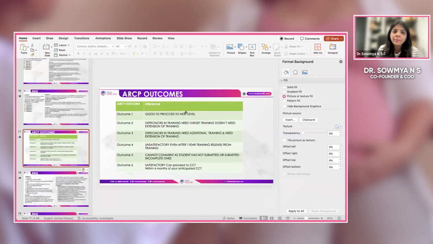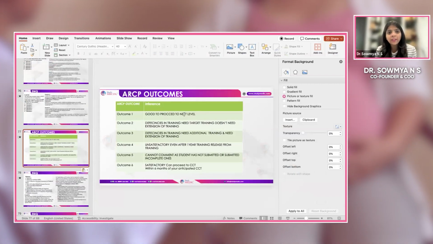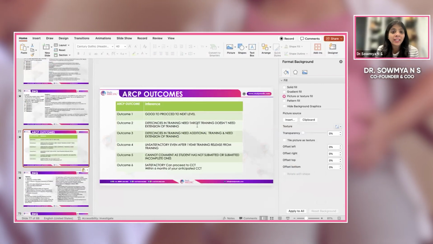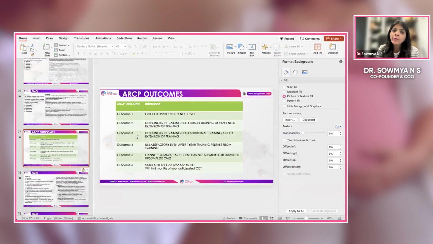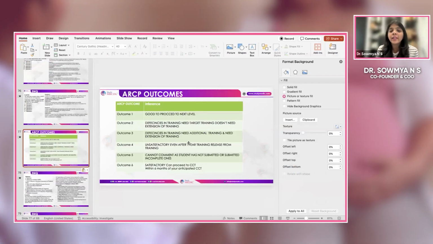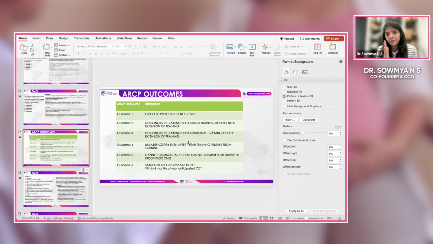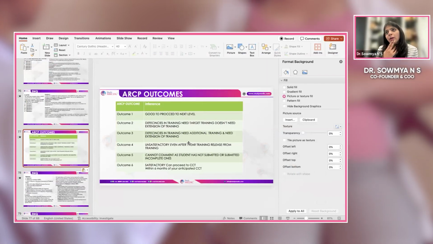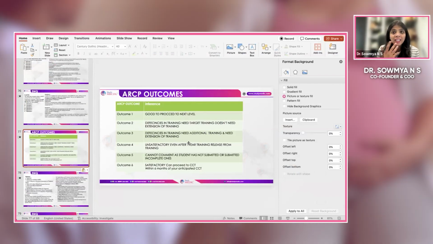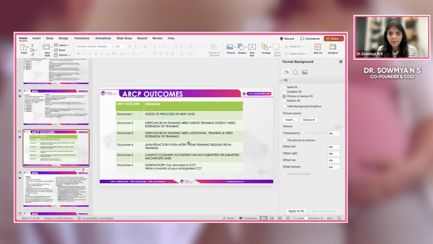Okay, so outcome 1, you can proceed to the next level. Outcome 2, deficiencies in training and need targeted training, doesn't need extension. Outcome 3, deficiencies in training need additional training, but there are deficiencies. For example, this person is very, very good with skills, but he has not passed his part 2 or part 3.